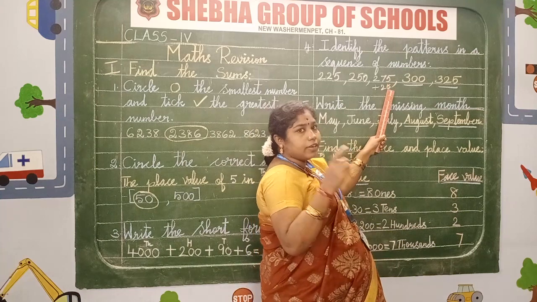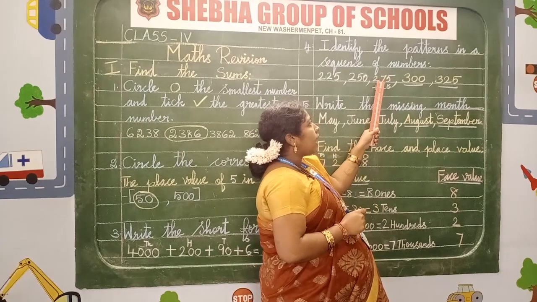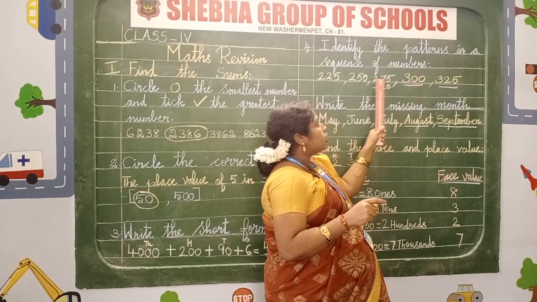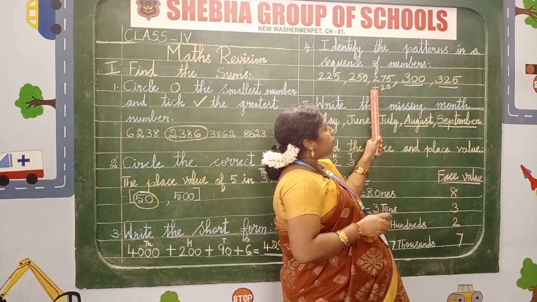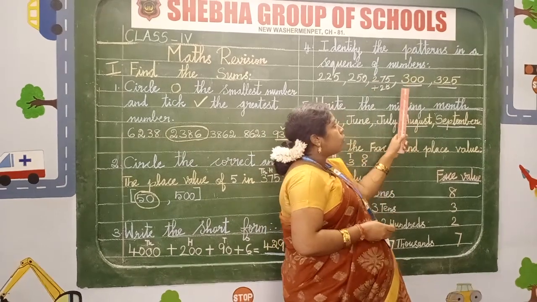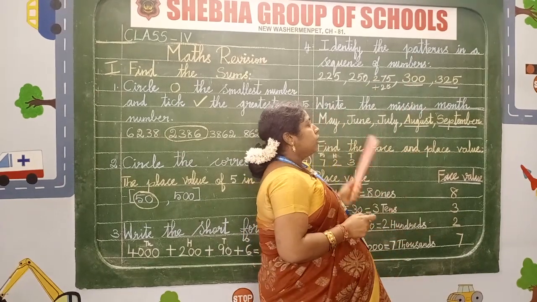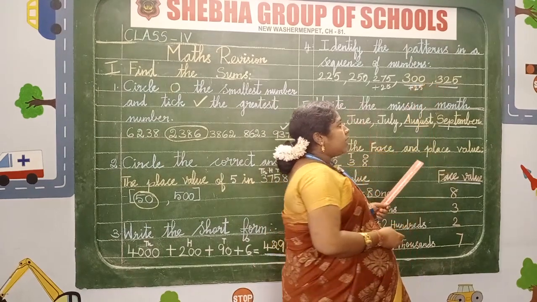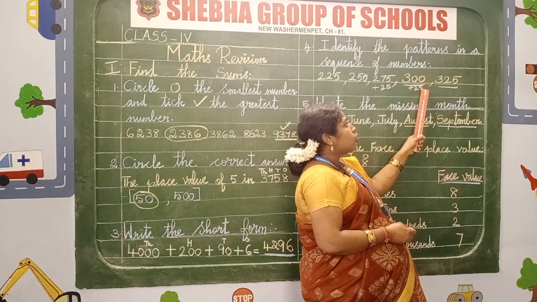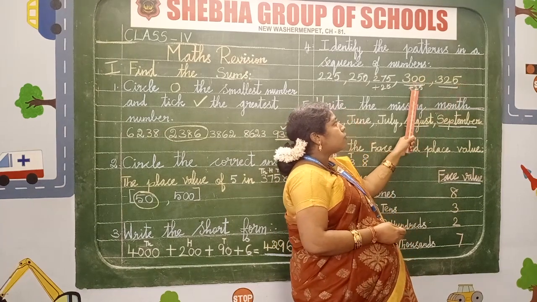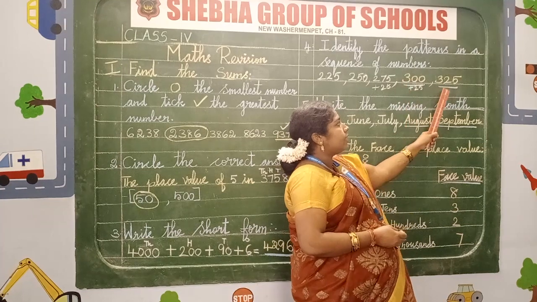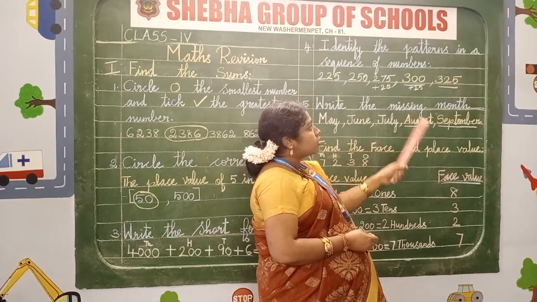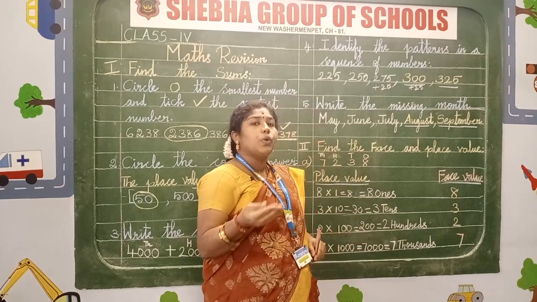5 plus 5, 10. So 0, 1 carrying. 1 plus 7, 8. Plus 2, 10. So again 0, 1 carrying. 1 plus 2, 3. Isn't it? So we get the answer 300. Again we are going to add plus 25. So what will be the answer? It is very easy. 0 plus 5, 5. 0 plus 2, 2. And then 3. So the answer is 325. So this sequence of numbers is increasing by 25.